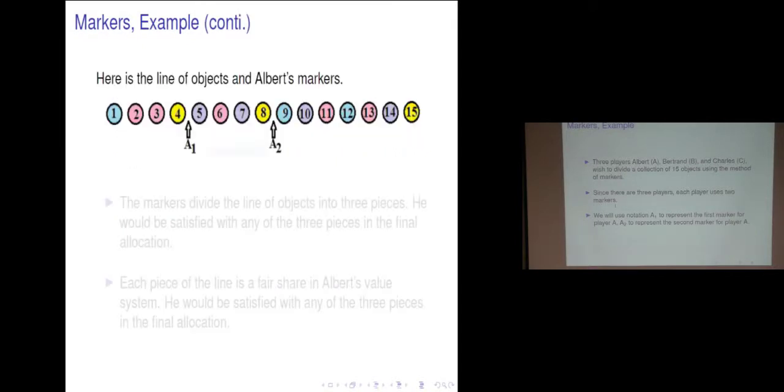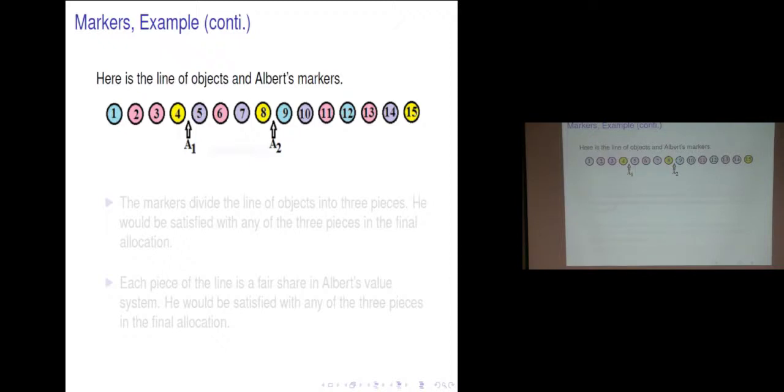This is very natural. Okay, so now we have 15 objects here, and we ask each person to place their markers. So for example, Albert will place A1 here, A2 here. You see the different colors indicate that there are different objects. So in Albert's eyes, maybe they are of different values somehow, right? So he will put two markers. The two markers indicate that in Albert's eyes these four items are more or less of the same value as these four, and more or less the same value as the tail, right?